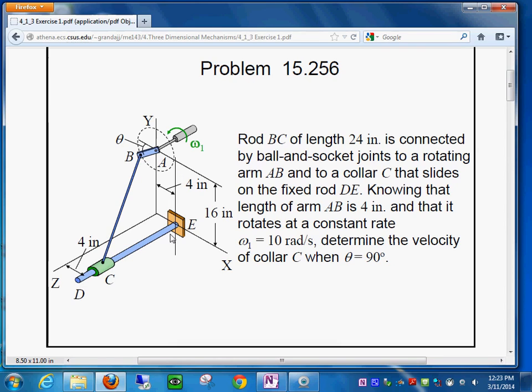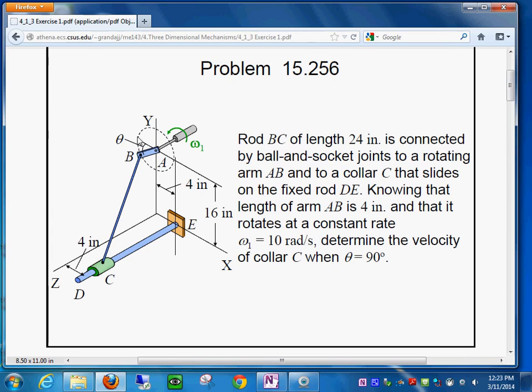So in this particular case, the rod BC has a length of 24 inches and is connected by these ball and socket joints to this rotating arm AB. As it rotates at a constant rate, the angular velocity of this motor that rotates the arm AB is 10 radians per second. The question here is, what's the velocity of the collar C when theta is 90 degrees?